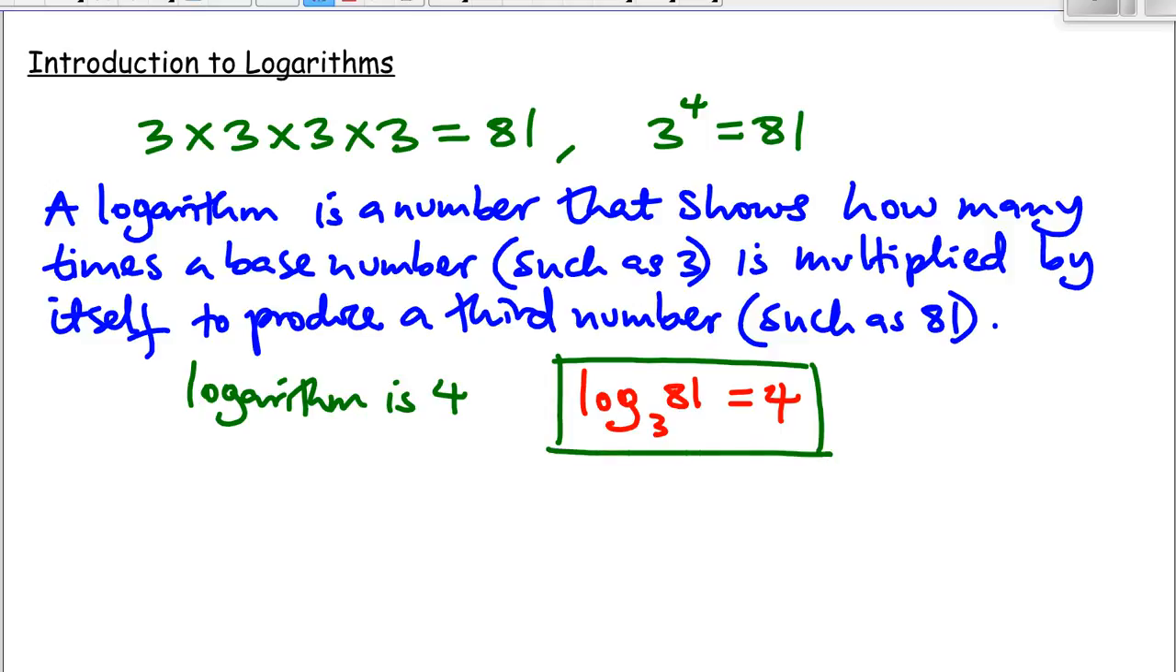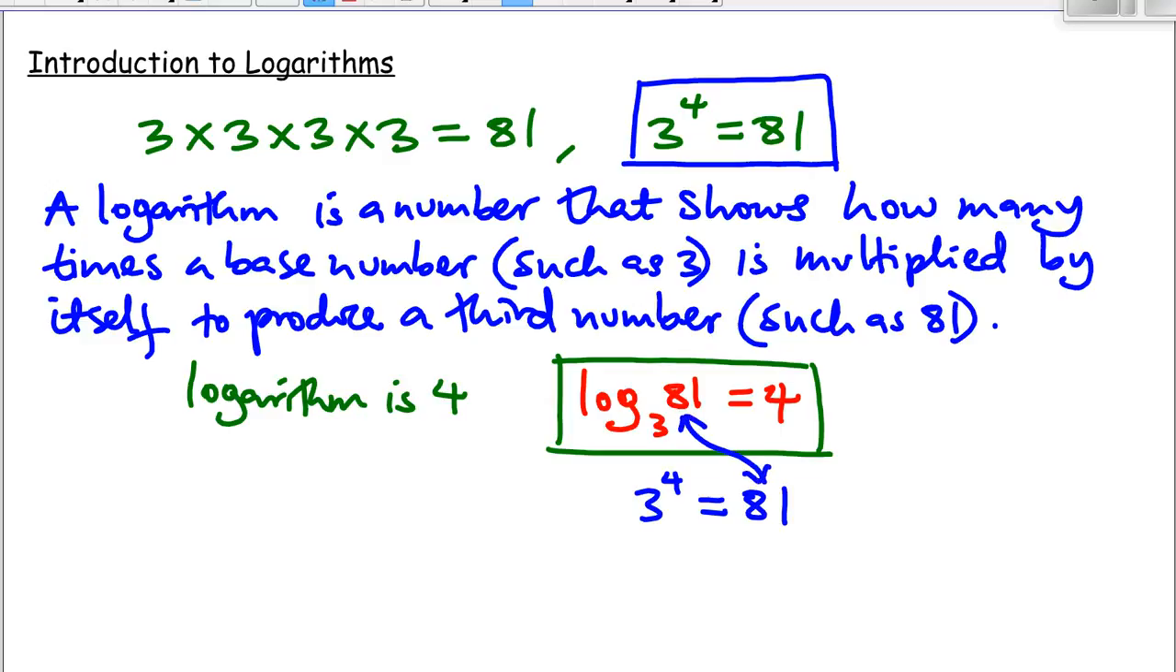And there's a connection between logarithms and exponents. For example, we have this relationship here. So basically we have 3 to the power of 4 is 81. And you can see the connection here. Here you have 81, here you have 4, here you have the threes. So there's a connection between logarithms and exponents.